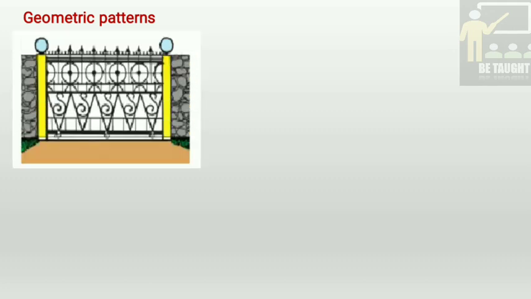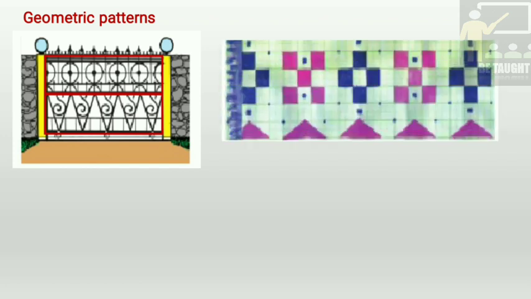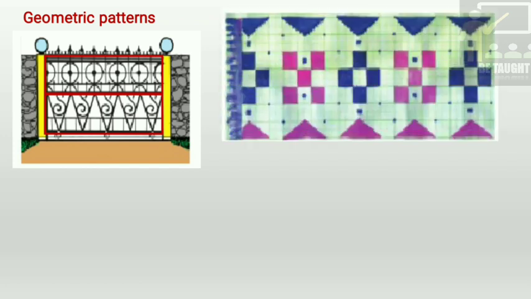Geometric patterns. Now here again is an example given. As you can see that there are different patterns which are being formed in the gate. Now this is a mat. If you see the mat, here also different patterns are being formed.